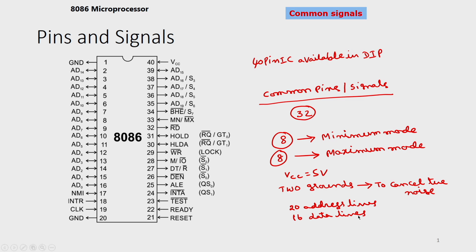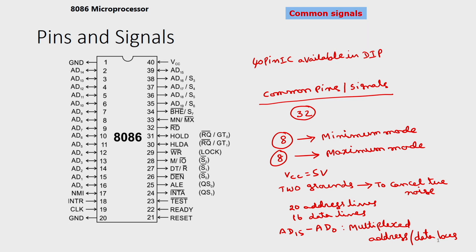The lower order 16 address lines are multiplexed with the 16 data lines, and that will be available as AD15 to AD0. This is called the multiplexed address data bus. The reason for multiplexing these signals is that we can reduce the number of pins. As the number of pins reduces, the area reduces and the power reduces. Even if you multiplex the address and data bus, the function of the microprocessor will not be affected.